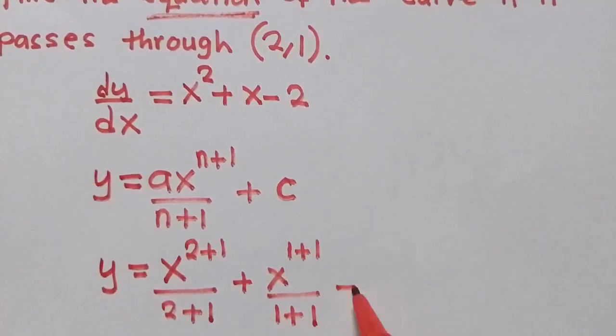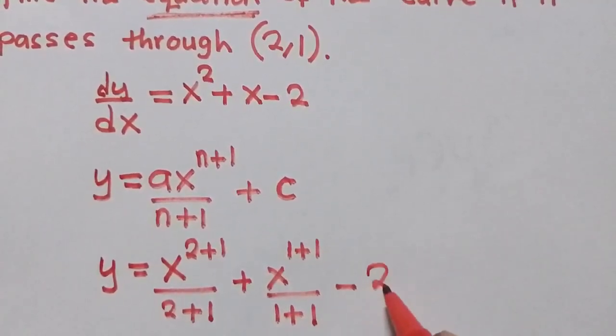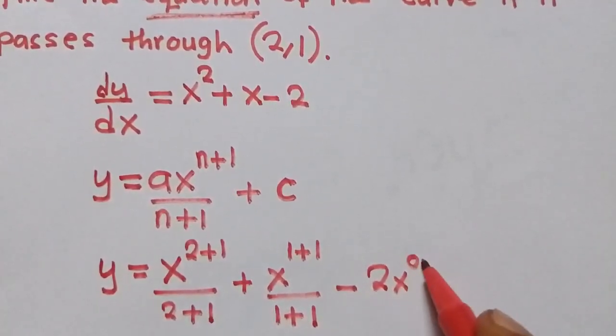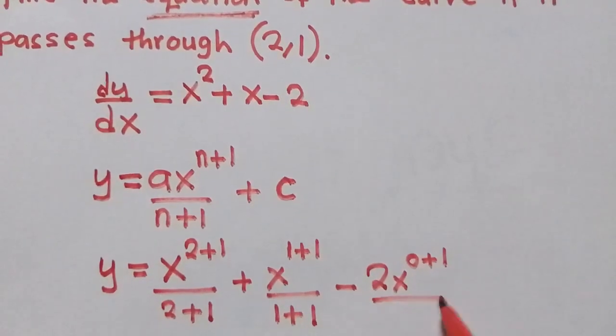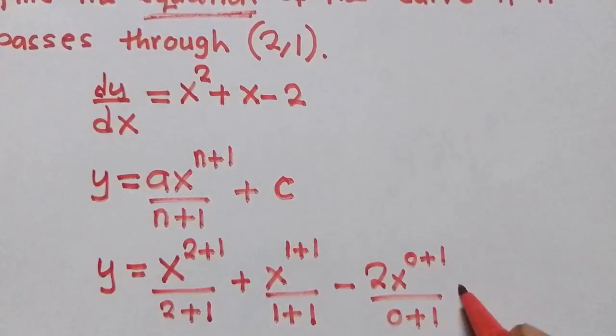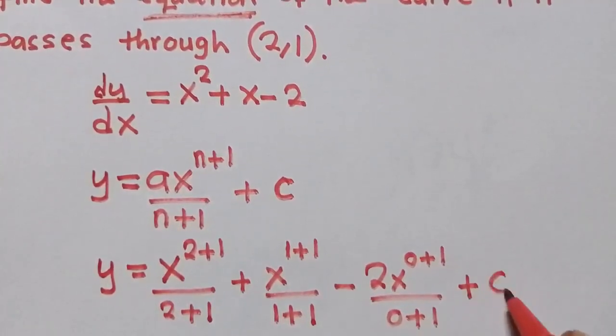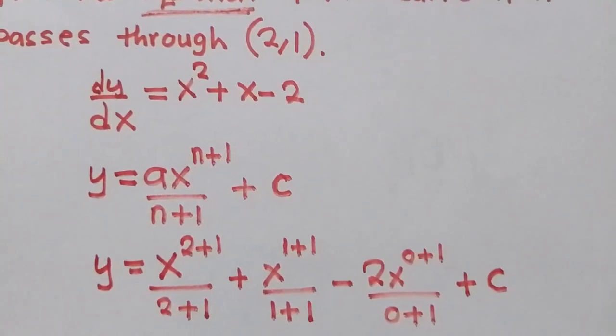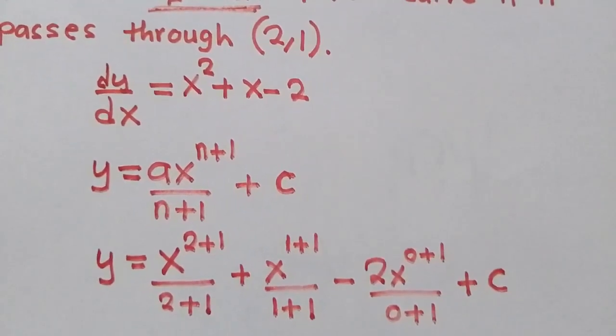You say minus 2, which is the same as 2x raised to the power 0. You say plus, over 0+1. Then don't forget to put a plus c there. Have you seen the way I've done? This is how you need to do. These are procedures you need to follow.